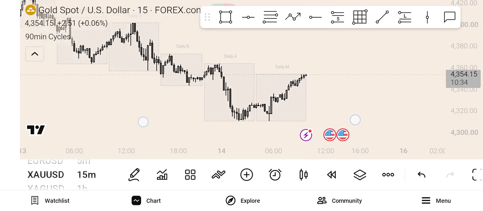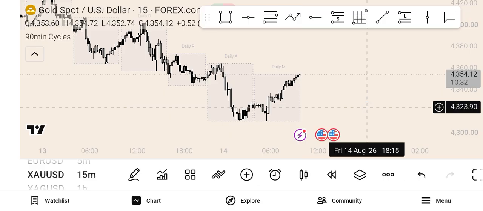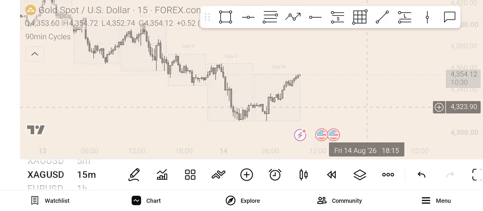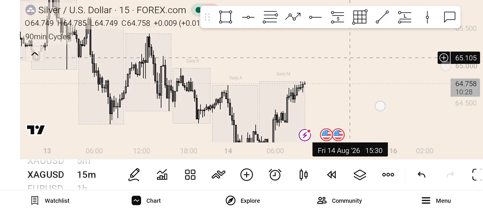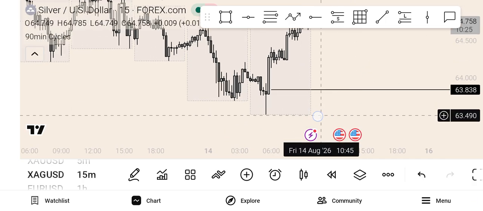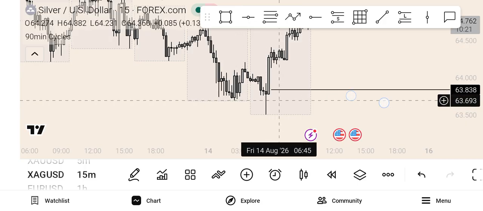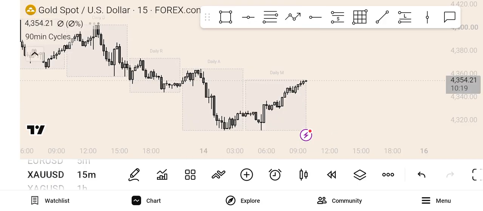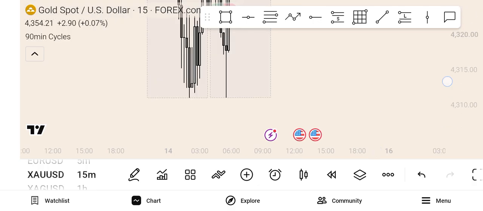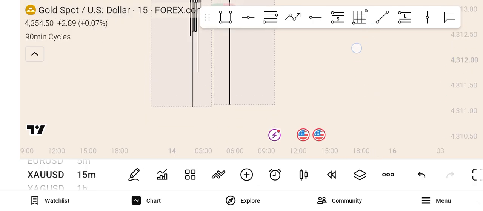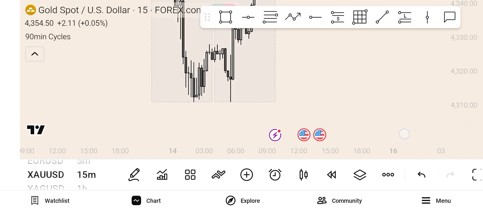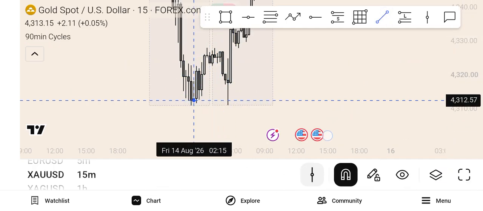Let's check silver, daily A and daily M. What did silver do? Silver took it, right? Silver took it quite well. It took it very well. But on gold, what happened? Gold didn't take it, right? Can you see? So we can classify this as what?